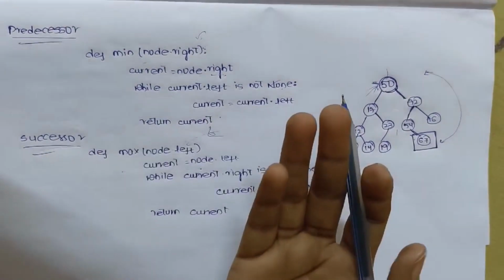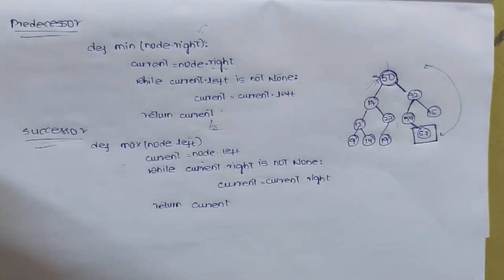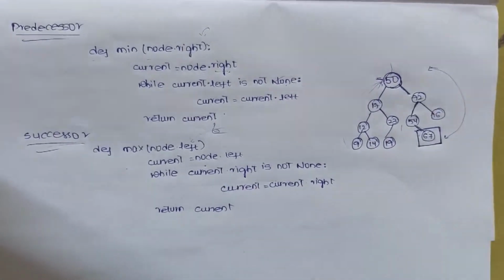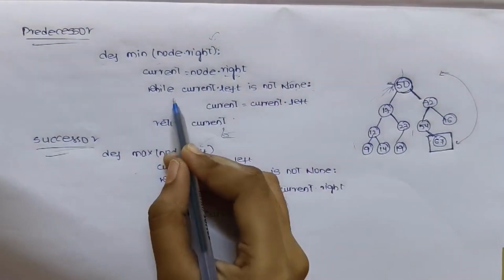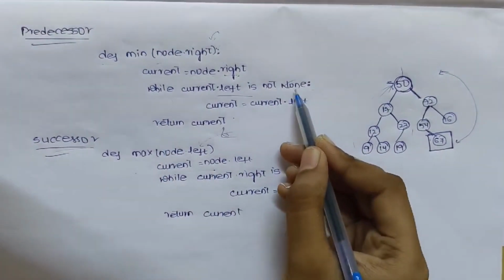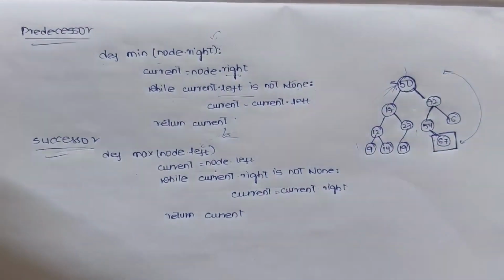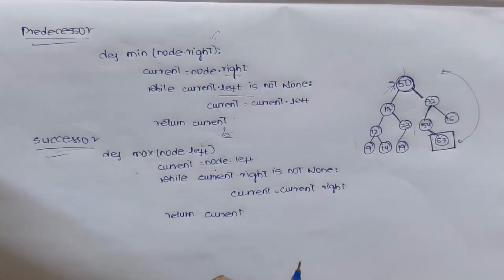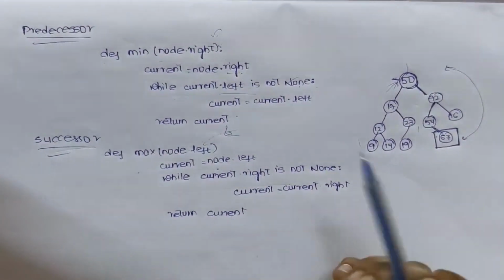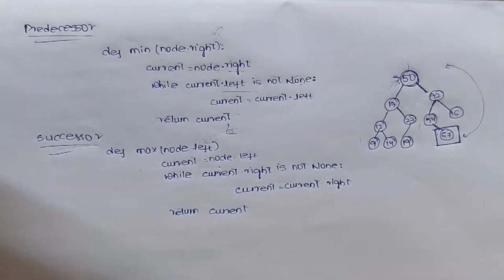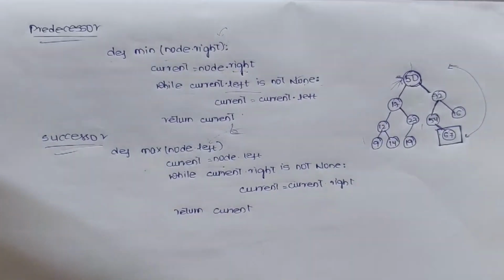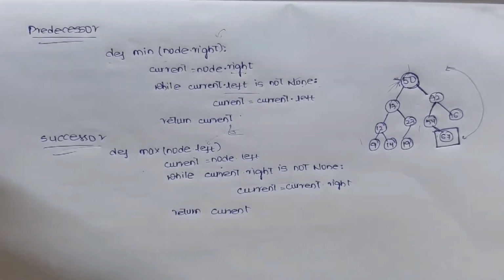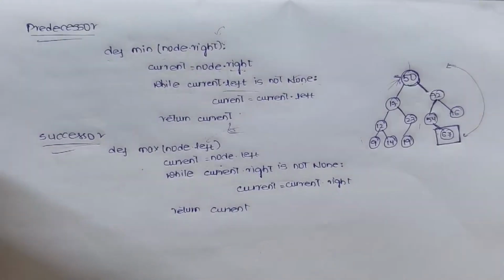Take a temporary variable and store node right. The least element on the right side is available only on the left side, and we check if current left is not none. If it is none, it becomes the current and it will be the least node, and we return that. If not none, we traverse through the tree until we find the last element. If we find the last element, we return that too, so it becomes the predecessor.